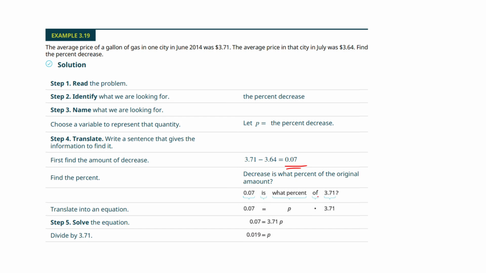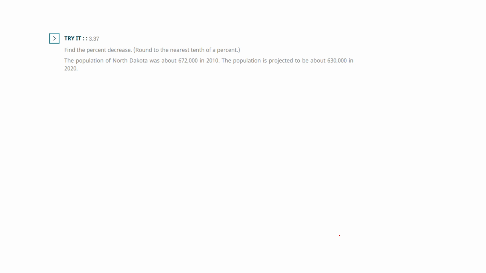0.07 is what percent of the original price. The original price was $3.71. So we crunch it the same and get the same thing. Now they didn't turn that to a percent, but they should have. And so 1.9%. And we just know that it's a decrease this time.